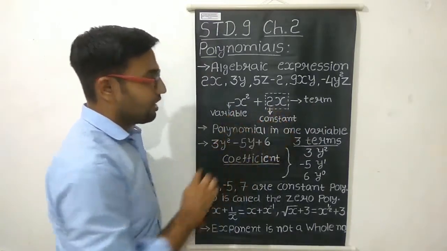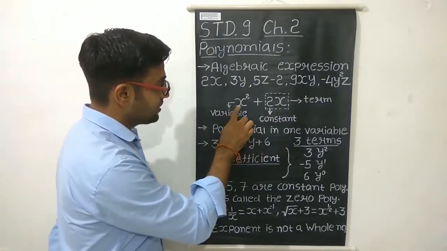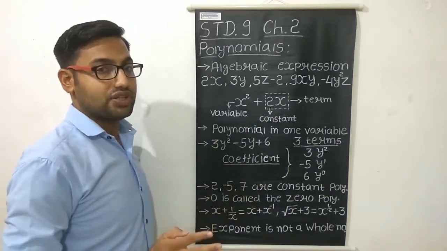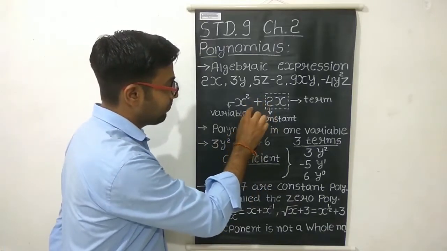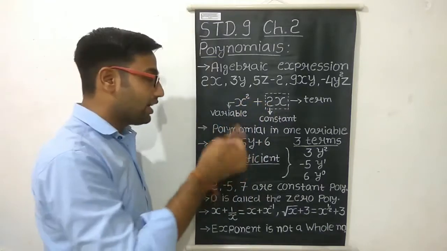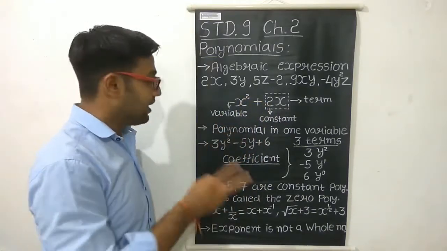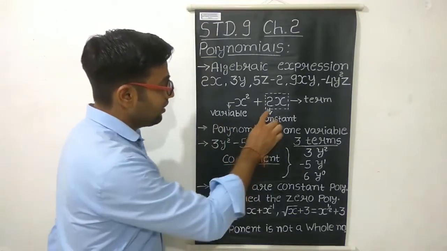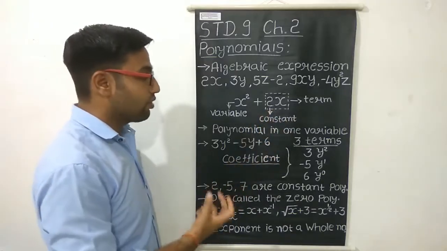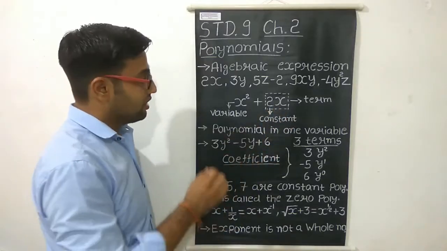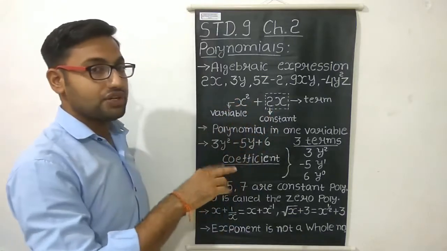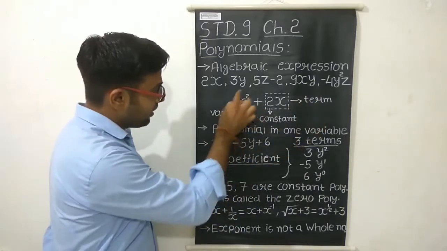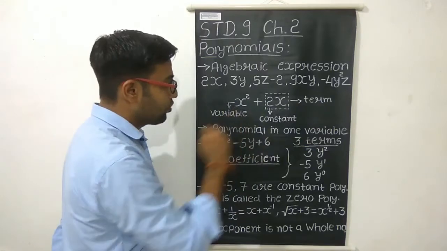So how many terms are there? There are two terms. The first term is x square, the second term is 2x. How are terms differentiated? Terms are differentiated by the plus sign or minus sign, either by addition or by subtraction. They are not differentiated by multiplication and division. Here 2 and x are in multiplication, so we cannot say that there are two terms, because terms are differentiated only by addition and subtraction. So this 2x together is a term. x square itself is a term. So there are two terms.